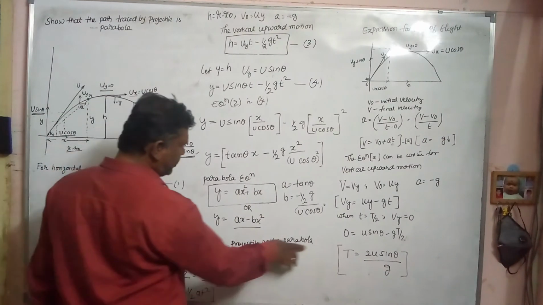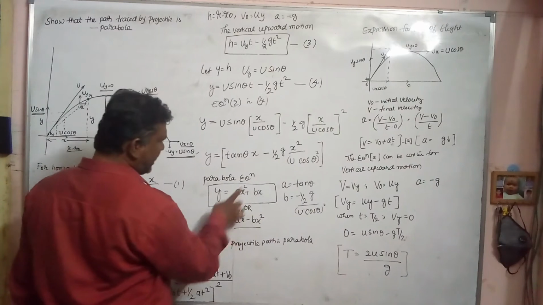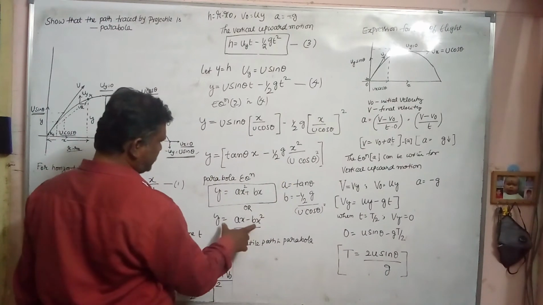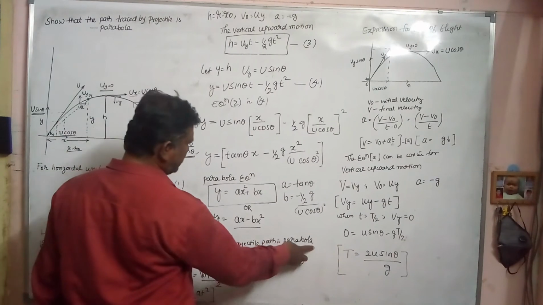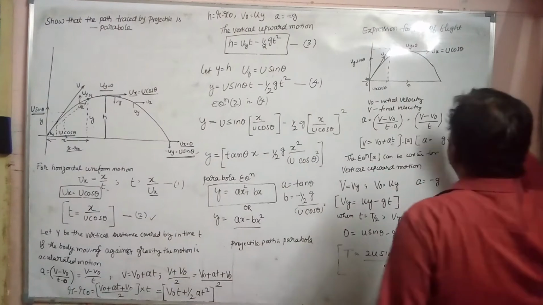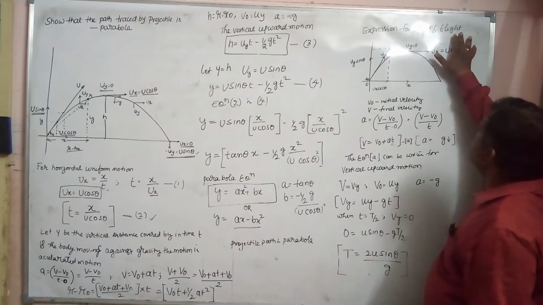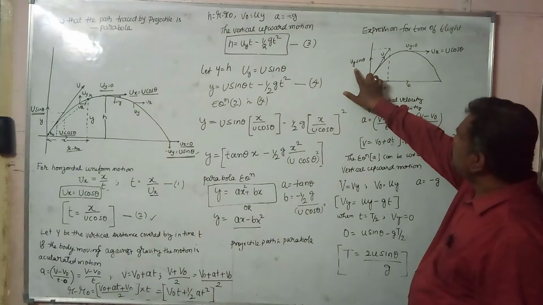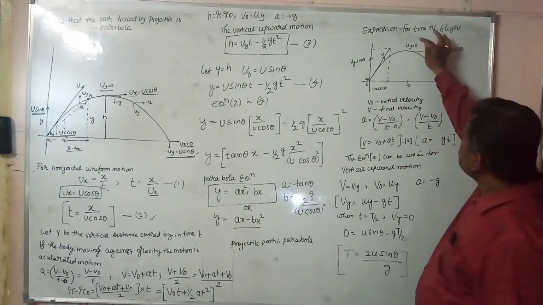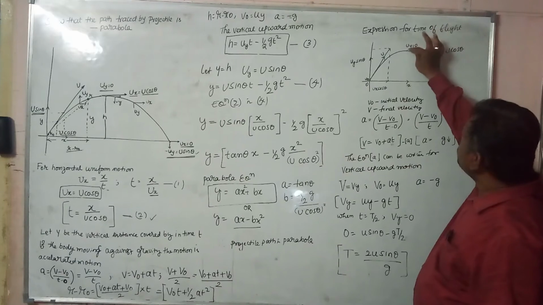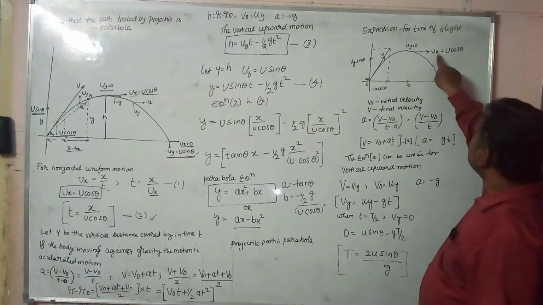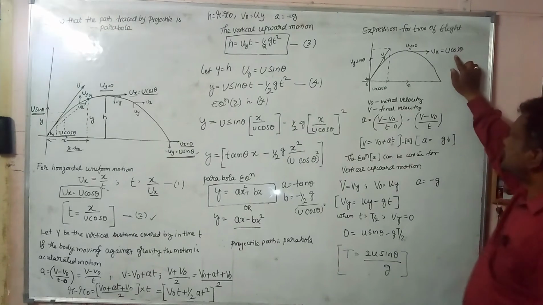The projectile path is a parabola, since it has values similar to the parabolic equation. So the projectile path is a parabola. It's proved. Then the expression for time of flight. uy is u sin theta, ux is u cos theta. uy is equal to 0 when it reaches the maximum height. Further it will not go, but ux is equal to u cos theta.